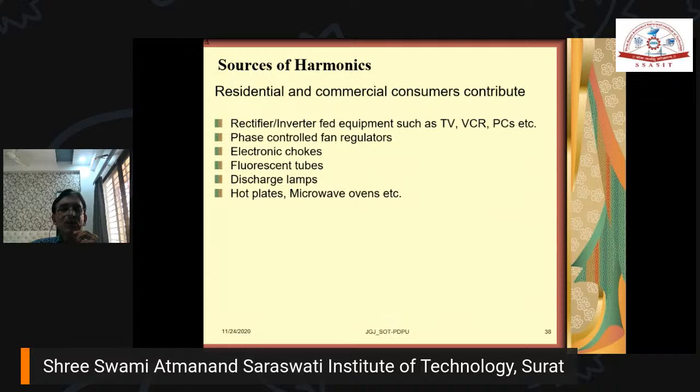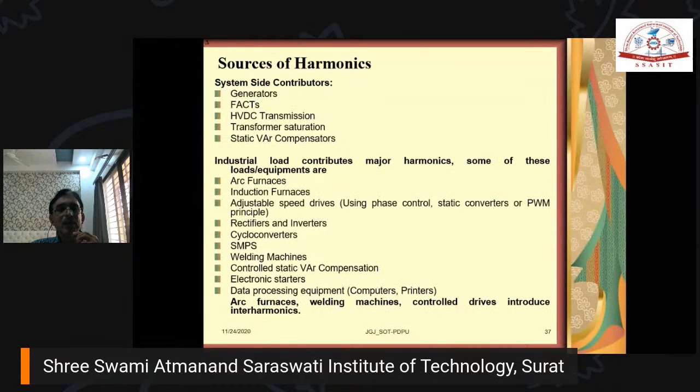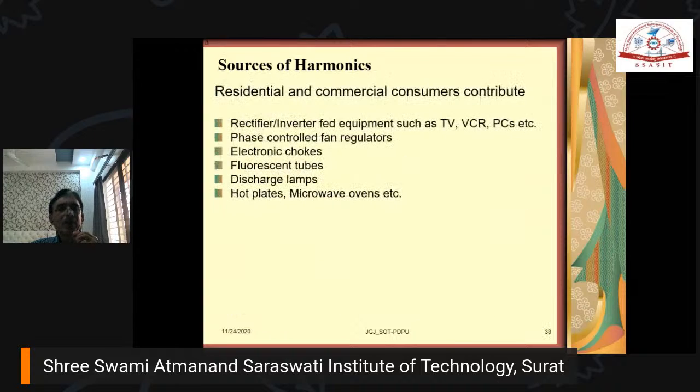Then the residential and the commercial loads can also contribute harmonics. The rectifier and inverter fed equipment, for example televisions, VCRs, PCs, computers. Then phase controlled fan regulators. Nowadays we are using phase controlled fan regulators, triac or diac based. They are responsible for the harmonics. Then electronic chokes, fluorescent tubes, discharge lamps, hot plates, microwave ovens, right? So all are contributors of harmonics. So we can classify the harmonic generating loads: system side, industrial loads, and the residential and commercial consumers can contribute harmonics.